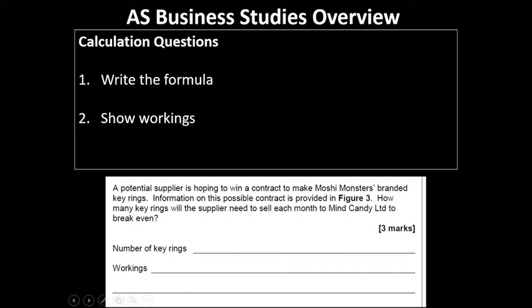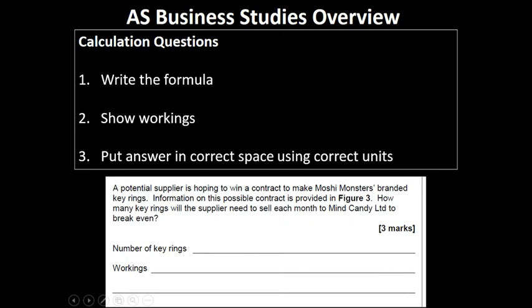Then show all of your workings where they've asked you to show your workings and put the answer in the correct space using the correct unit. So for example, break-even is expressed in units of output. Whereas operating profit, which is the other question of course, will be expressed in pounds, so you need to put the sterling symbol. It's really important that you use the correct unit. Also, it's really important to put the answer where the examiner wants you to.